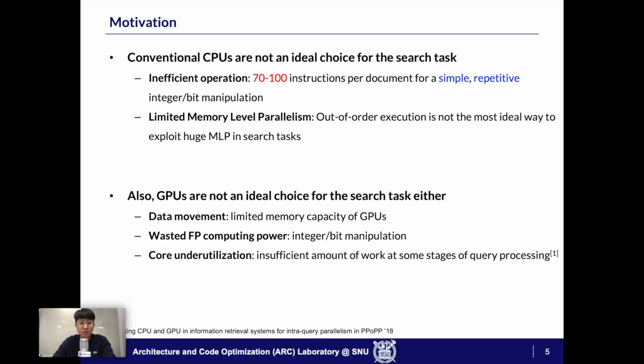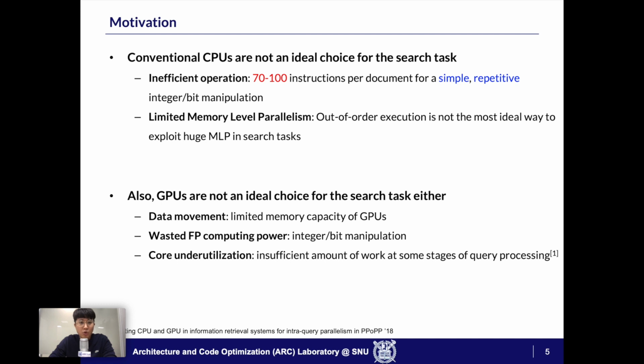Unfortunately, conventional CPUs and GPUs are not the ideal choices for the search task. Key operations of the search that were briefly mentioned in the previous slide are simple operations involving a small amount of computation. However, CPUs end up executing 70 to 100 instructions per document, which translates to large energy consumption. Furthermore, the out-of-order core is not the best way to exploit the explicit memory-level parallelism in search tasks.